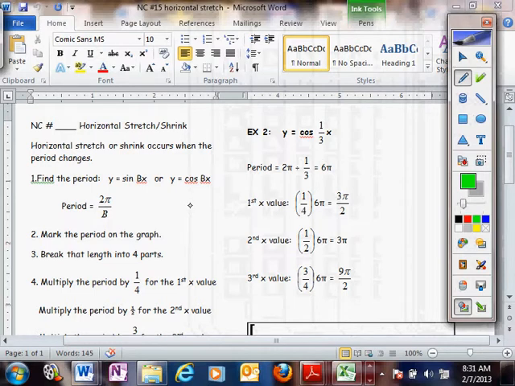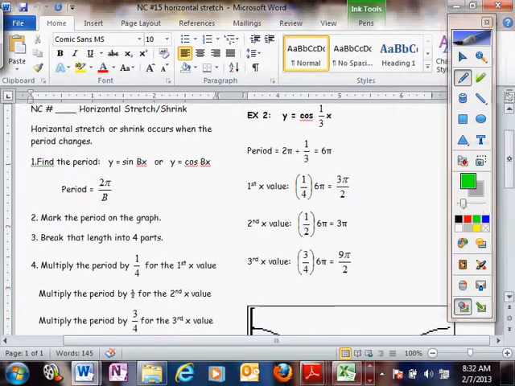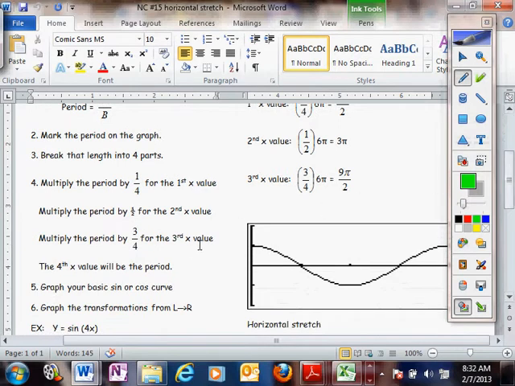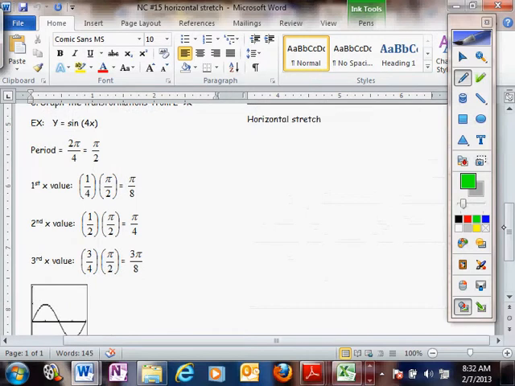It says the first thing we have to do is find the period. And the way we find the new period is the period is equal to 2 pi divided by b. Okay? And b is going to be the number that's in front of x. Then we break that period into 4 parts, and the way we do that is we multiply the period by 1/4 to get the first x value, and then we multiply it by 1/2 to get the second, multiply it by 3/4 to get the third, and the fourth is the actual period itself. Then we want to graph the basic sine or cosine curve, and then we want to do our transformations as we've been doing those. Let's look at an example.